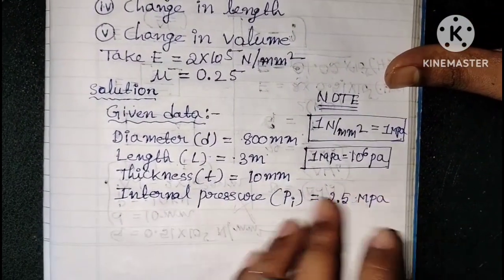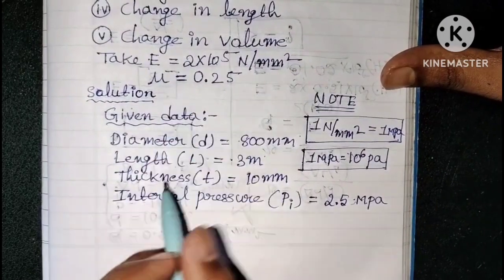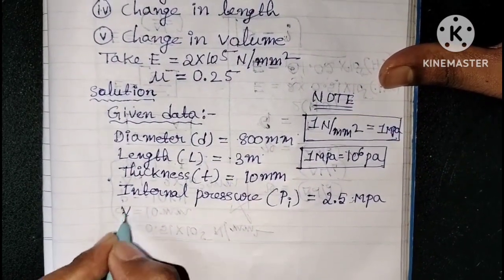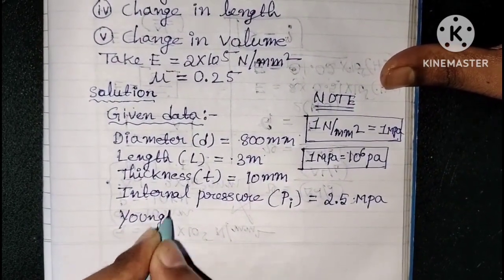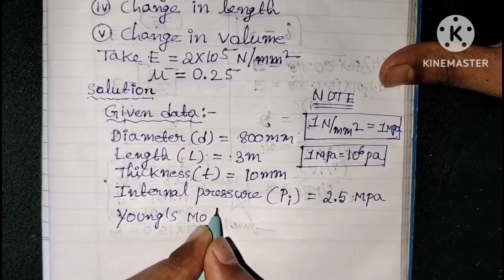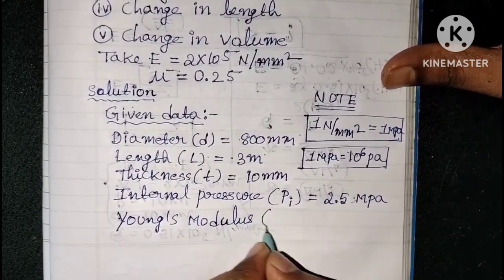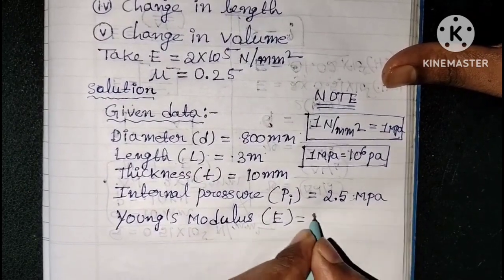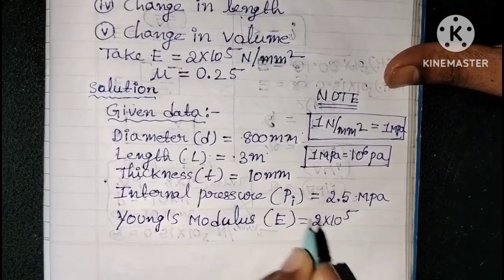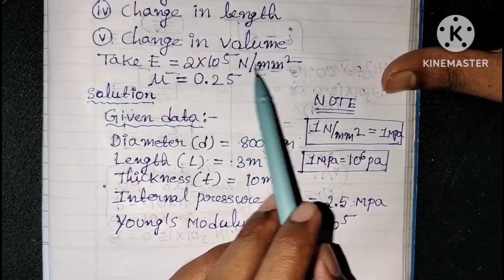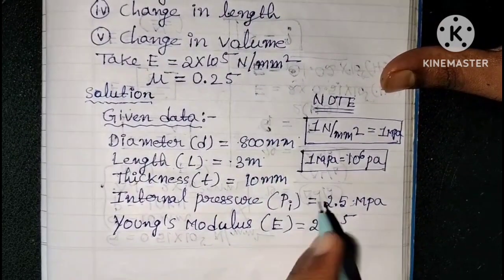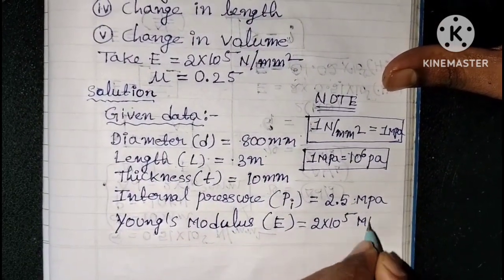And also given Young's modulus or modulus of elasticity E is equal to given 2 into 10 to the power of 5. Again here given Newton per mm square. 1 Newton per mm square is equal to 1 megapascal. So we can write MPa.